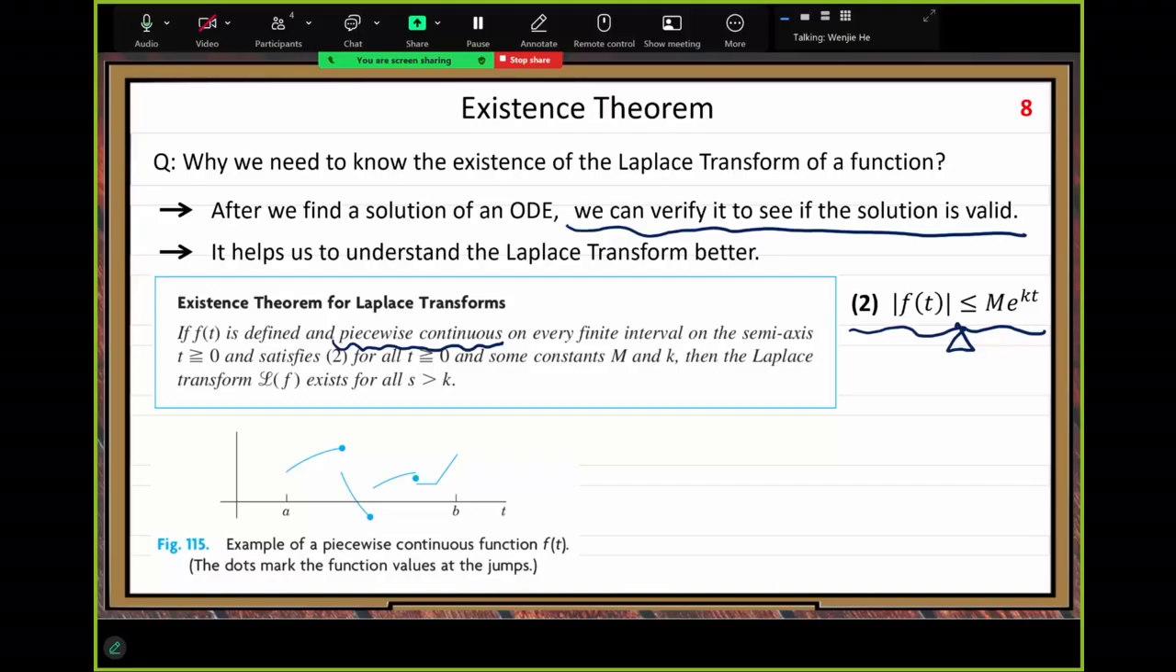This bound condition is very easy to satisfy, because on the right-hand side of the bound, capital M times e to the kt, k could be a positive number. When k is positive, e to the kt is an exponential function, and an exponential function increases very fast. So you use a very large function, the exponential function, as the upper bound. Then it's easy to satisfy.